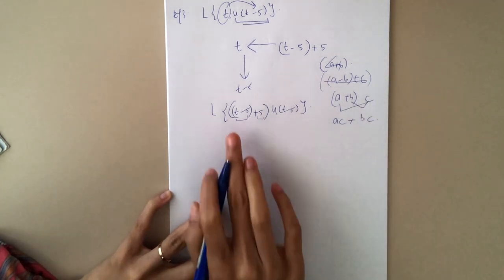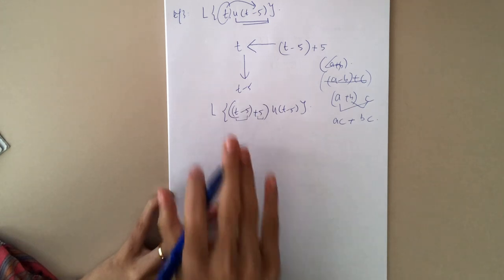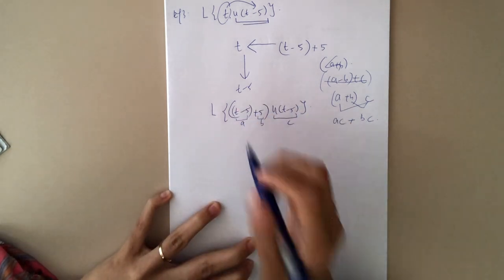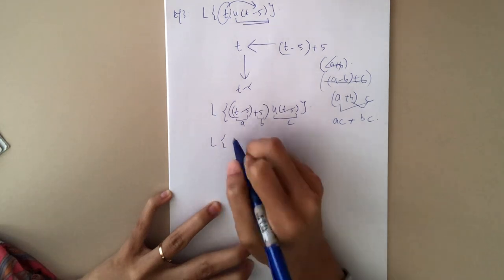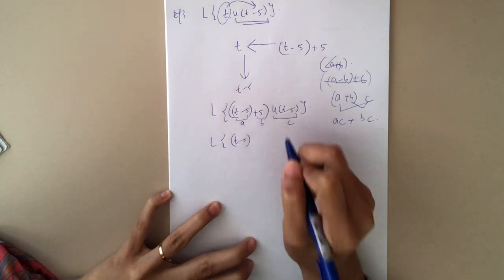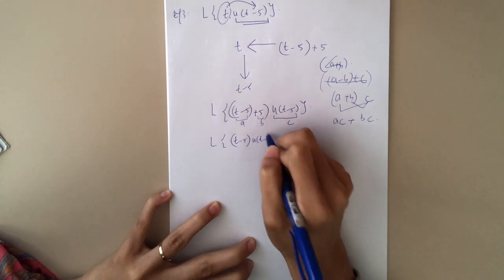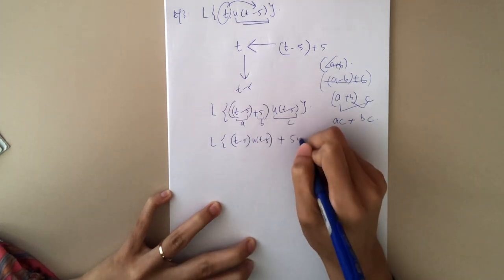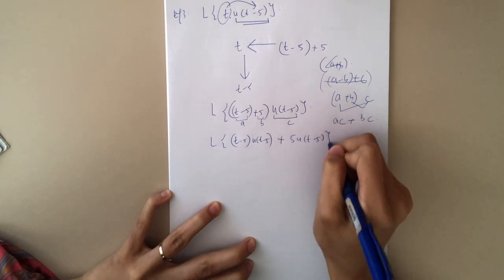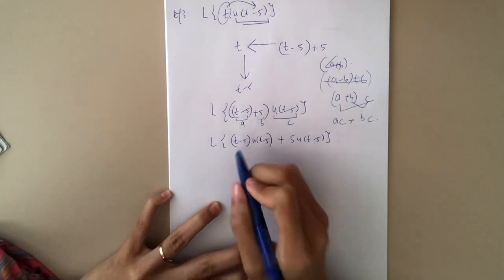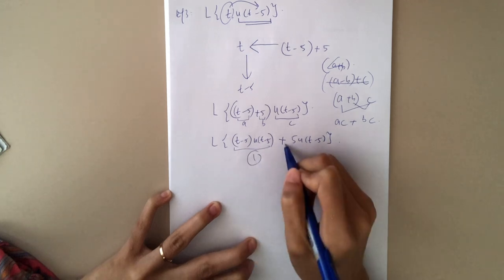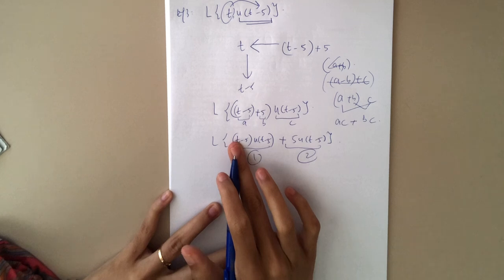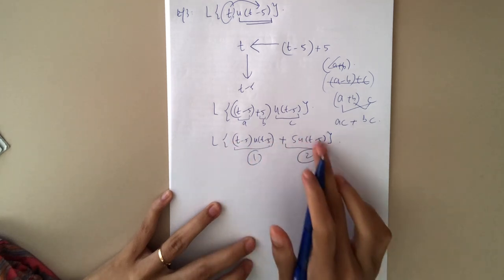Okay, so now let these things be a, b, c. So when you multiply it, you will get (t minus 5) times u(t minus 5), then plus 5 u(t minus 5). So you can see that they have another form here: (t minus 5) u(t minus 5) and plus 5 u(t minus 5).